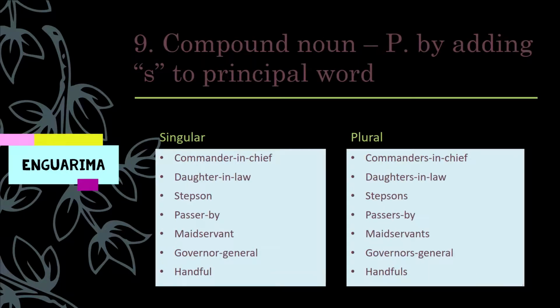Next rule is a compound noun will become plural by adding s to the principal word. First of all, let's see what is a compound noun. So a compound noun is a noun formed by adding two or more existing nouns. A principal word is the main word in the compound noun. Let's see some examples.